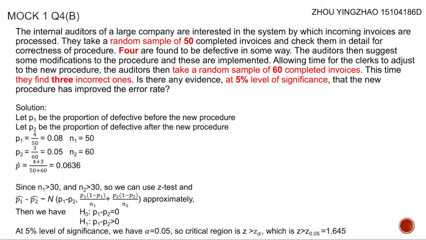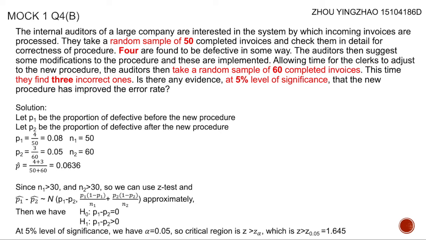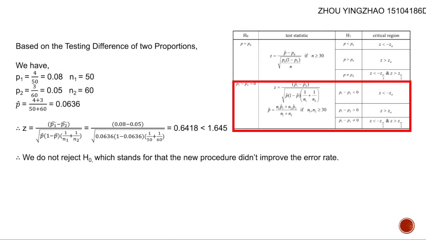So the null hypothesis is P1 minus P2 equals 0, and H1 is that P1 minus P2 is greater than 0. At 5% level of significance, alpha equals 0.05. So the critical region is z bigger than 1.645.